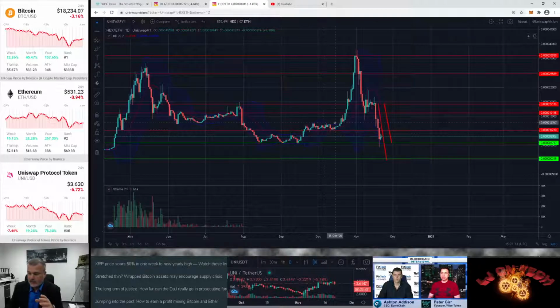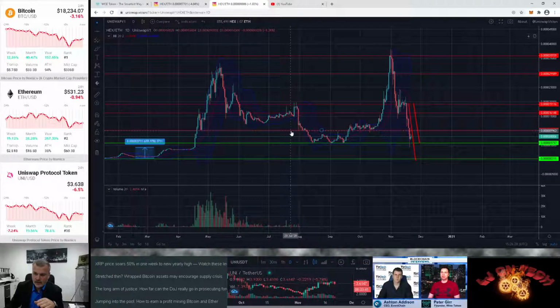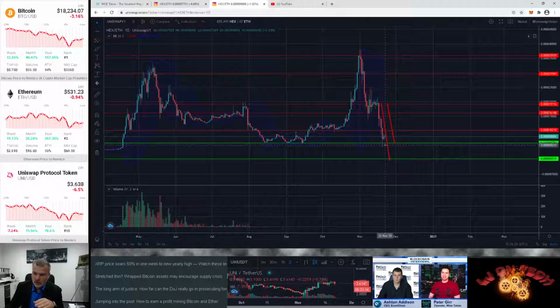Also, the bot they employ is very simple. It actually respects the major levels I have right here. You can draw them yourself, and as you can see, it respects those levels very well. The green ones at this moment are actually supports.